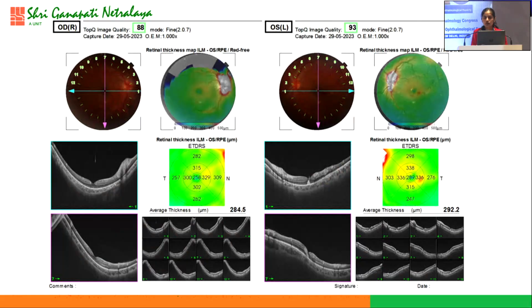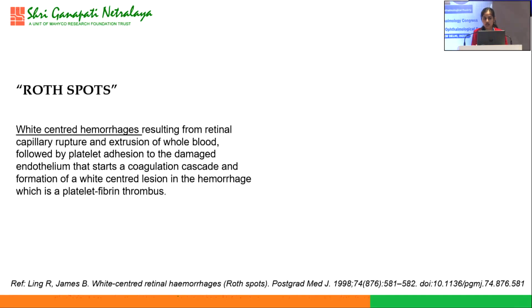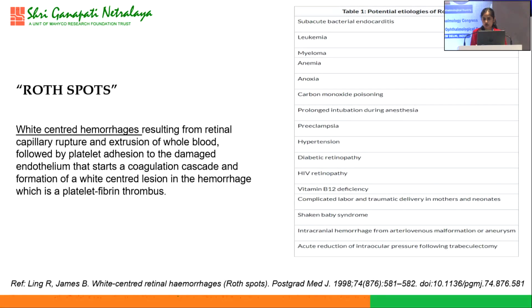OCT was advised for both the eyes, where we could see intraretinal hyperreflective lesions. So these are Roth spots. There are multiple differentials of Roth spots, which include infective endocarditis, leukemia, anemia, myeloma, and many others.